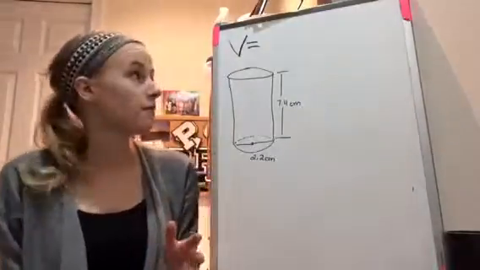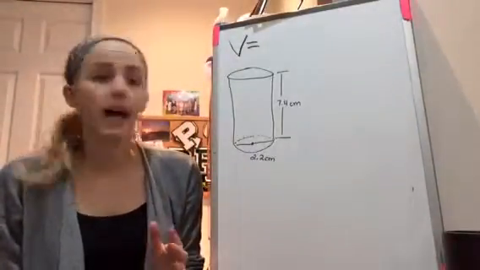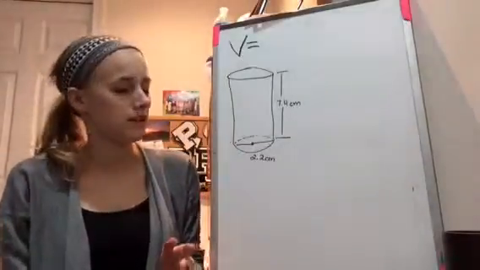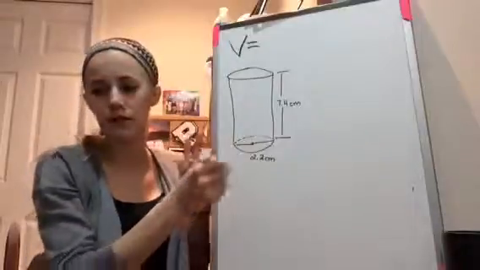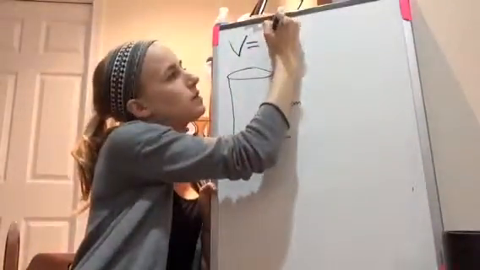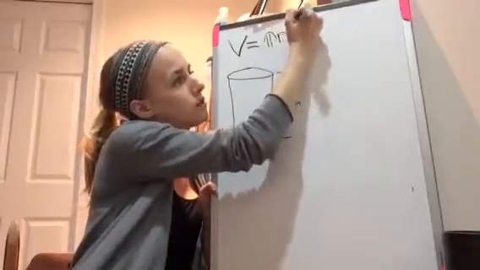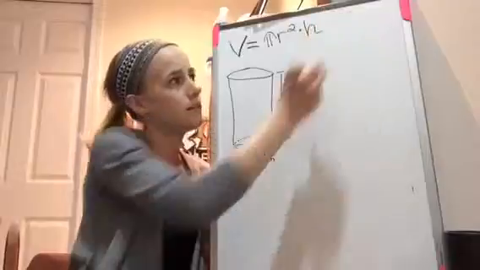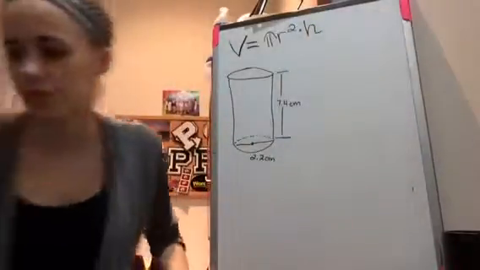Okay, so we're back for video 2, and as promised, this is the volume of a cylinder. So let's take a look at this. First we have to remember the equation. We're going to do the area of the base, which we know is pi r squared, and then we multiply it also by our height. So there is our equation.